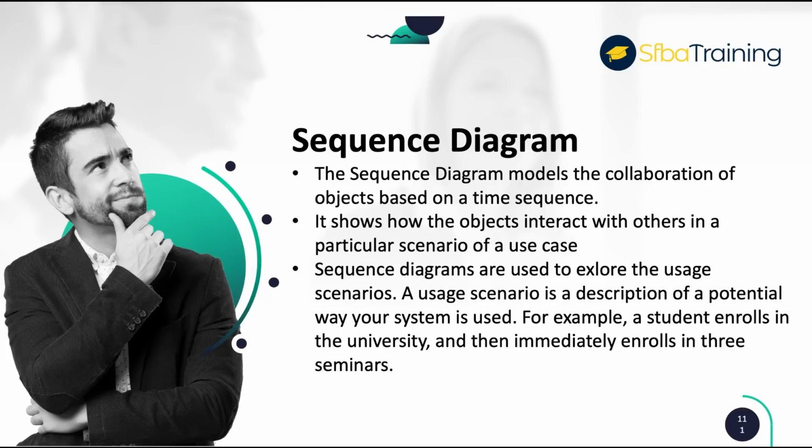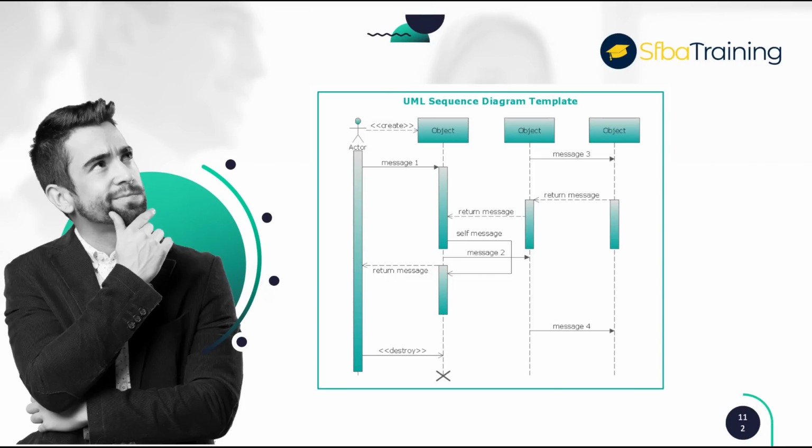Sequence diagram. The sequence diagram models the collaboration of objects based on a time sequence. It shows how the objects interact with others in a particular scenario of a use case. Sequence diagrams are used to explore the usage scenarios. A usage scenario is a description of a potential way your system is used. For example, a student enrolls in the university and then immediately enrolls in 3 seminars. Here is a sequence diagram template.